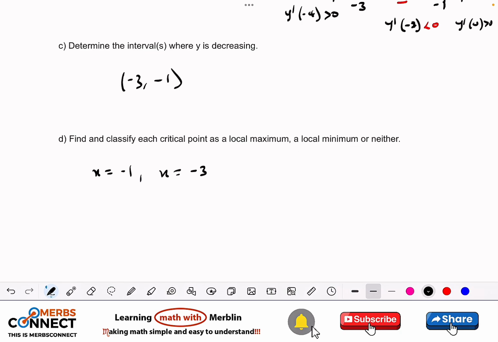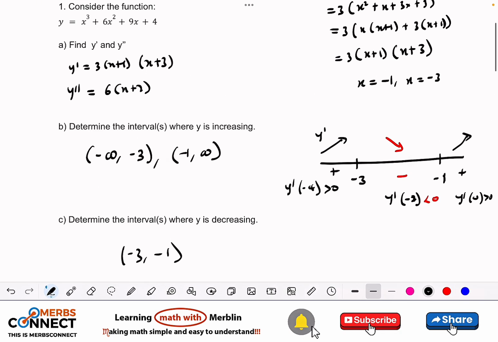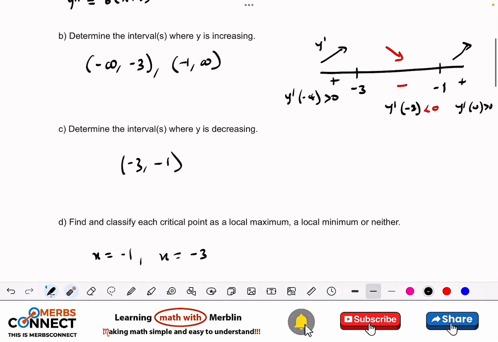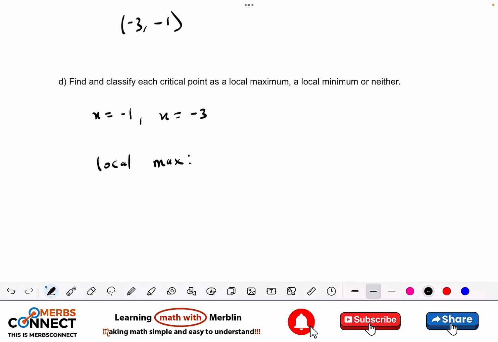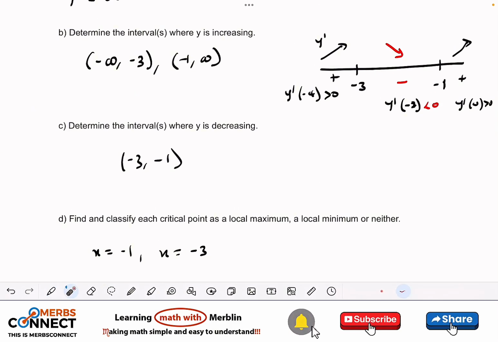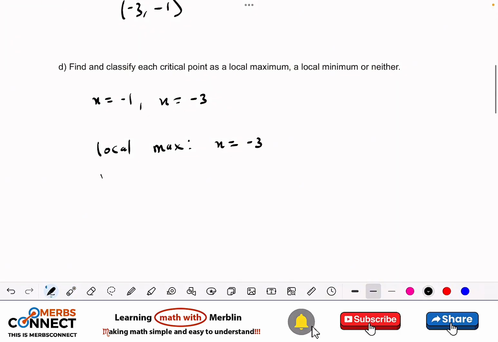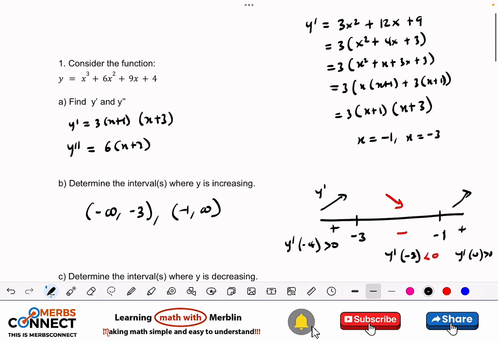So what will be the local max? Local max is where we have increasing and then decreasing, plus and minus. So this is where the local max will happen. So the local max is at x is equal to -3, and then the minimum is at where we have minus and plus, right? So the local minimum is at x is equal to -1. Good. So that is the D. That is the D. Good.